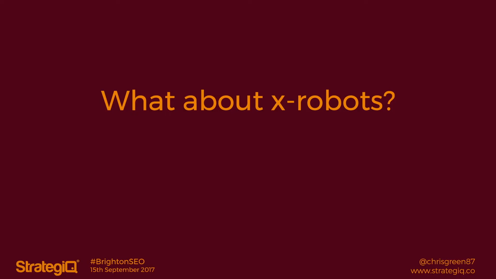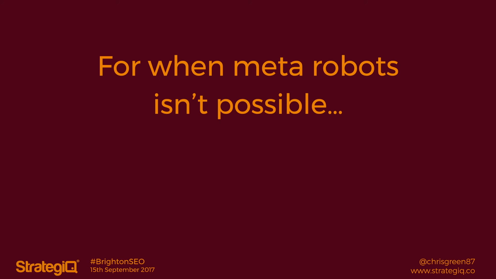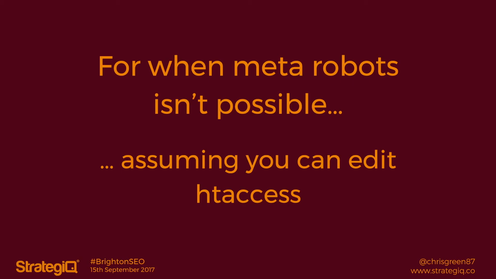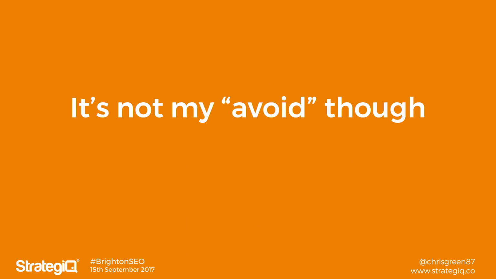But what about X-Robots? For when meta robots isn't possible, so if your CMS doesn't allow it or you can't implement it, it's a bit of a generous assumption that you can actually still make the appropriate changes that you need to. But for those CMSs that you can't implement it on, sometimes an X-Robots tag is a really good way of applying these rules over quite a large scale. It's not my avoid, though. Can't think of a good reason to avoid it, in fairness.